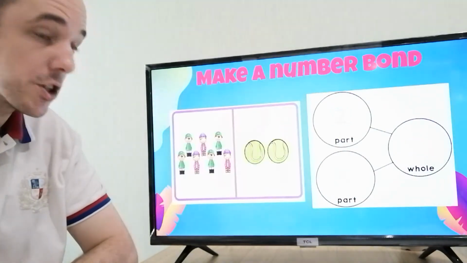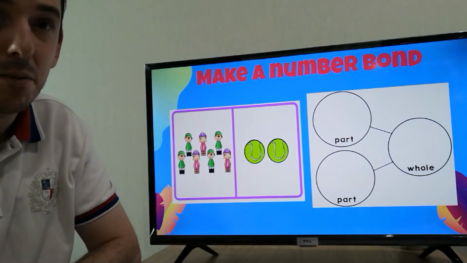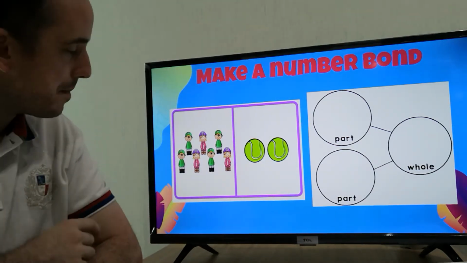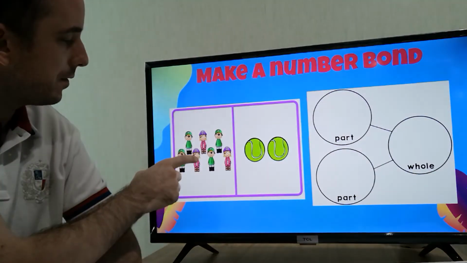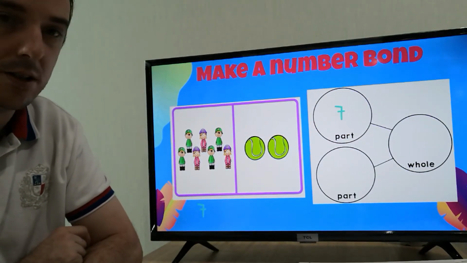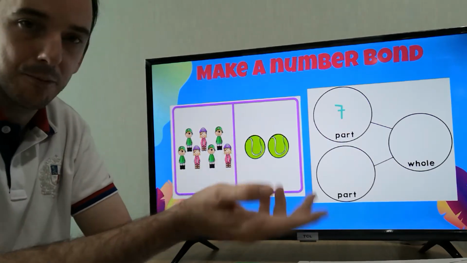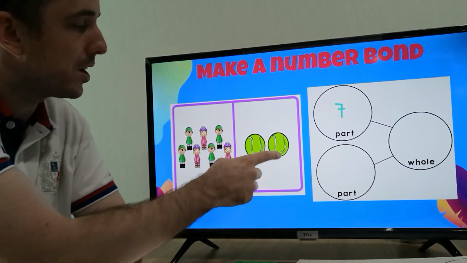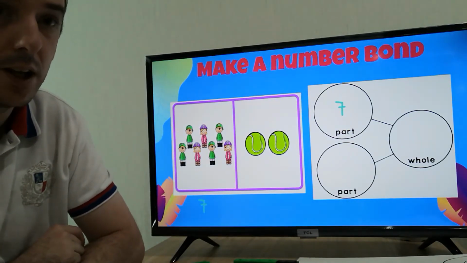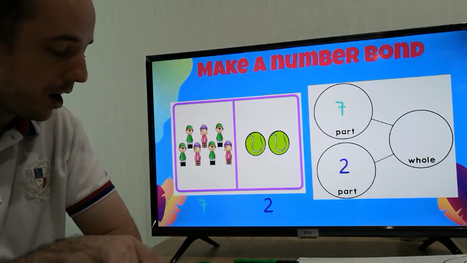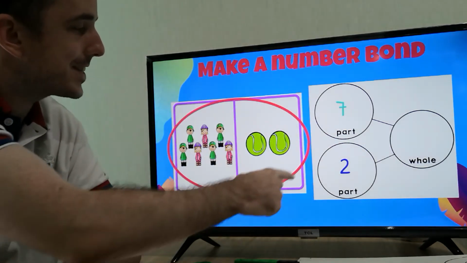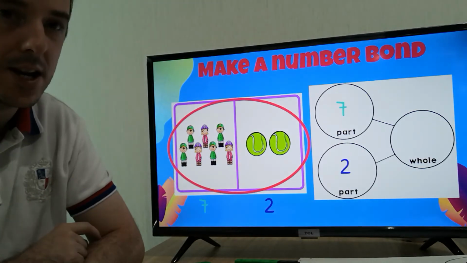Okay, let's try it with some pirates and some tennis balls. Count how many pirates. 1, 2, 3, 4, 5, 6, 7. We have 7 pirates. How many tennis balls? 1, 2. So we should put 2 in here. And then again, how many all together? All together, the pirates and the tennis balls, how many?